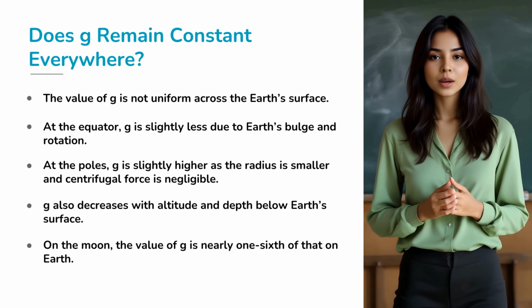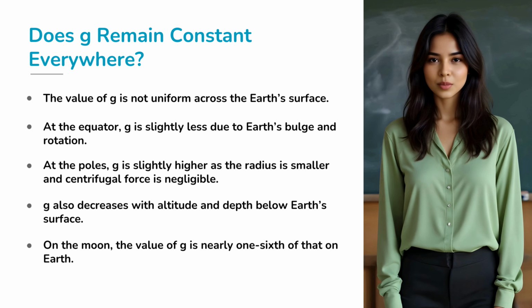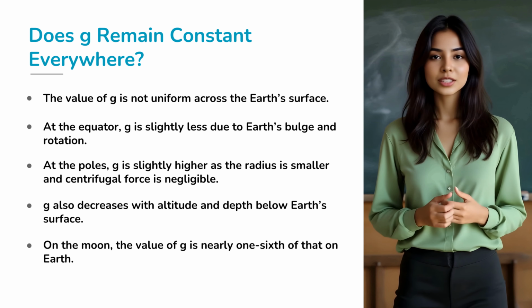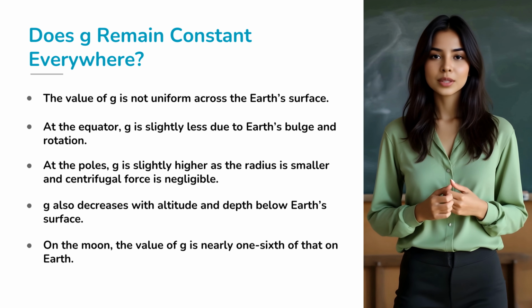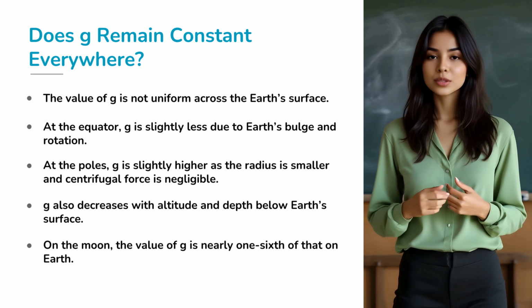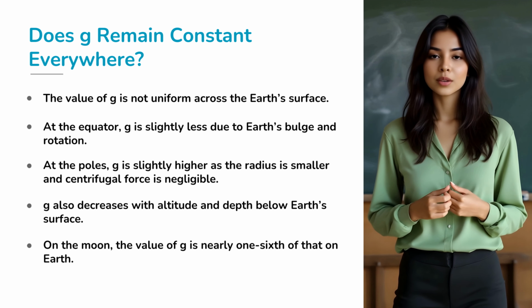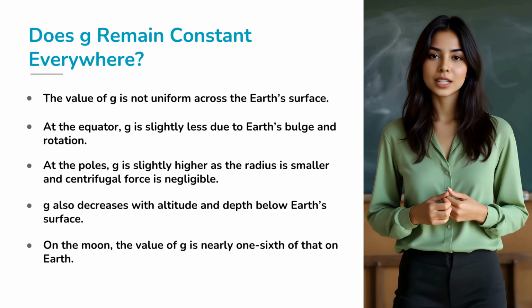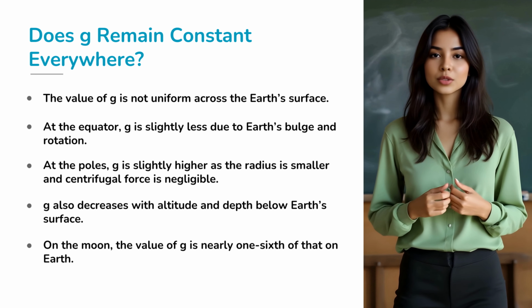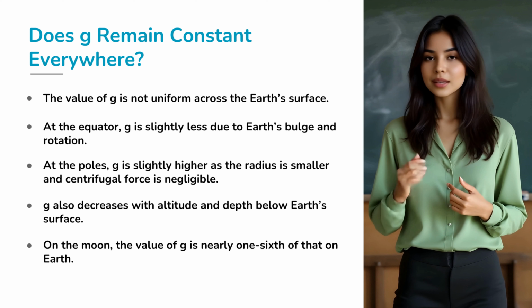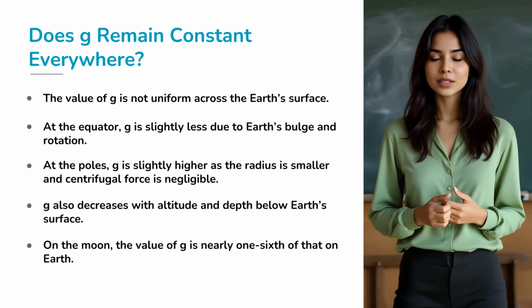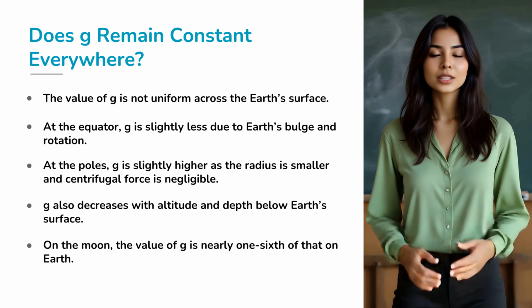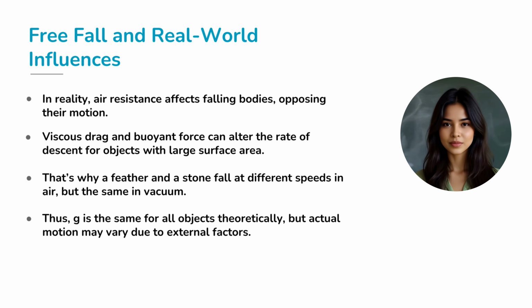As you go higher above sea level, you're farther from Earth's center, so g decreases. The same happens if you go underground, because part of Earth's mass is now above you, reducing the net gravitational pull. And if you go to another celestial body, such as the Moon, g is much smaller, about 1/6 of Earth's value.